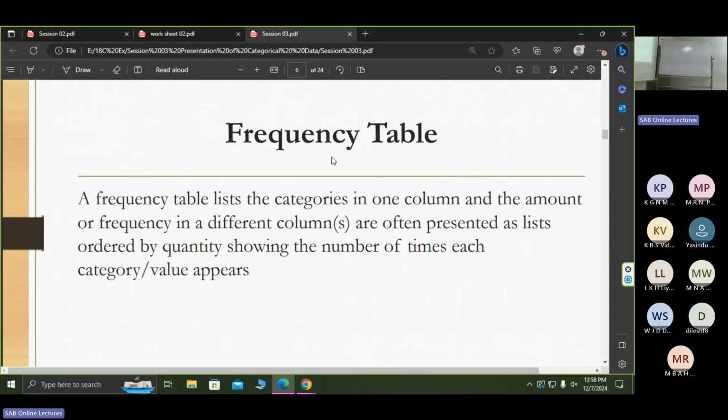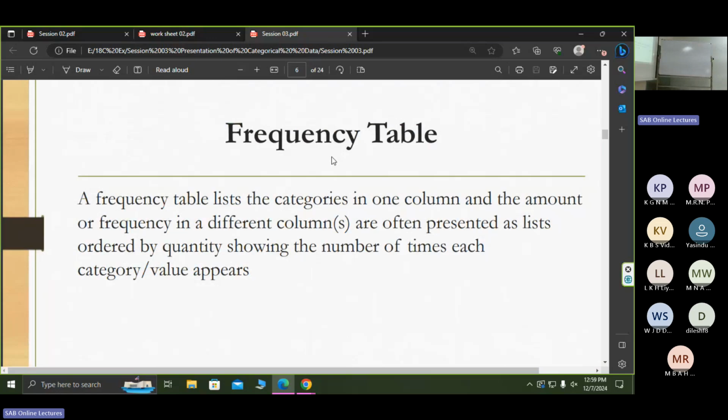First one is the frequency table. Normally a table contains rows and columns. In the frequency table, in the first column we normally insert the categories of the particular variable. Take the education level. In the first column we insert the levels of education: O level, A level, bachelor degree, postgraduate degree.